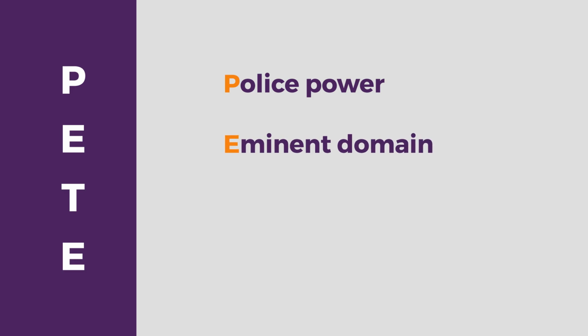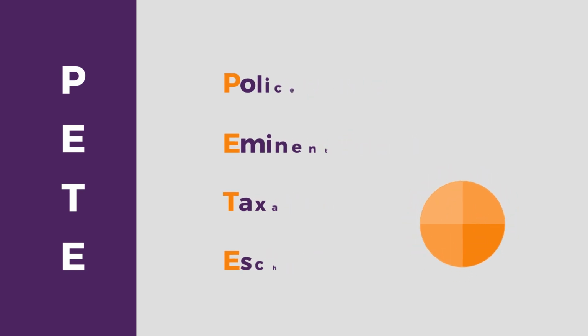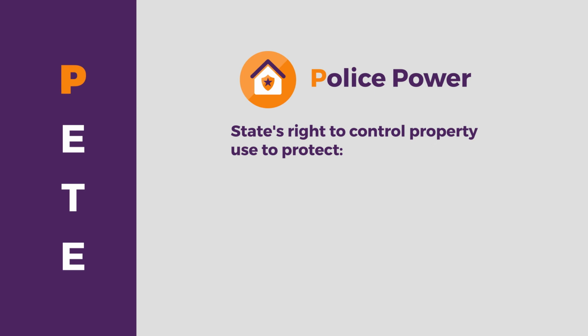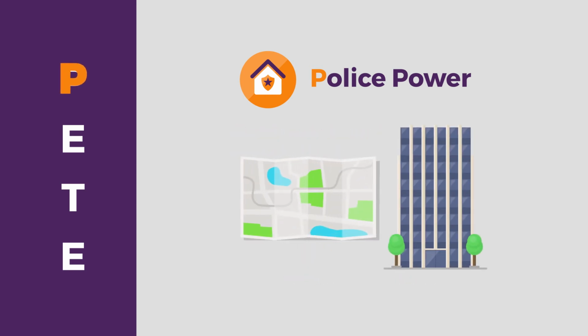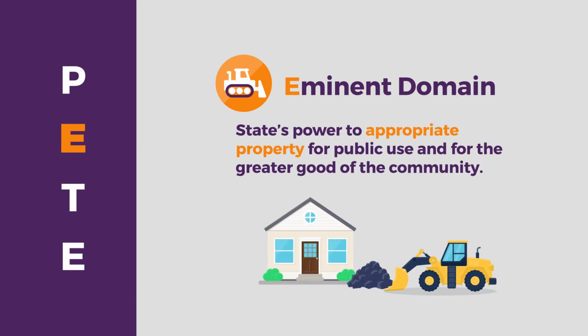The third acronym is P.E.T.E, which stands for Police Power, Eminent Domain, Taxation, and Escheat. These are the government powers that can affect real estate. Let's go over the 4 government powers. Police power is the state's right to control property use to protect the health, safety, welfare, and morals of the community. Examples are zoning and building codes. Eminent domain is the state's power to appropriate property for public use and for the greater good of the community.